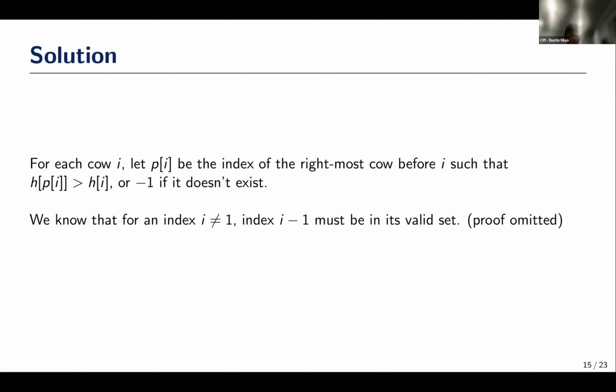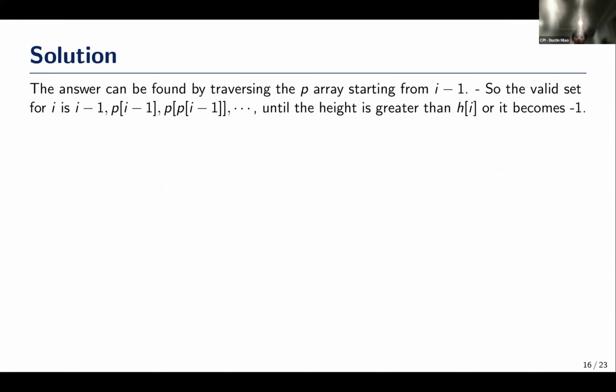So we know that for an index I not equal to 1, index I minus 1 must be in its valid set. That is to say that every adjacent pair must be a valid configuration. So we traverse the P array starting from I-1. The valid set for I is I-1, and then we go to the cow before I-1, that's P of I-1, and then P of I-1 until the height is greater than H of I.